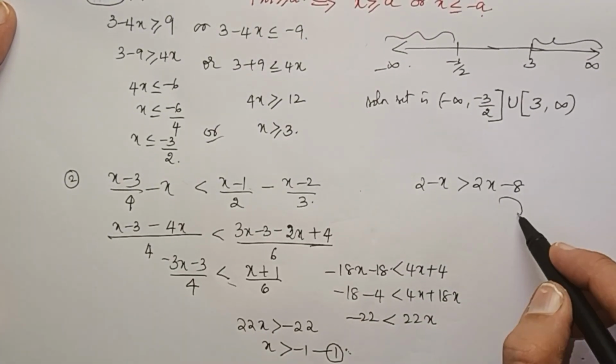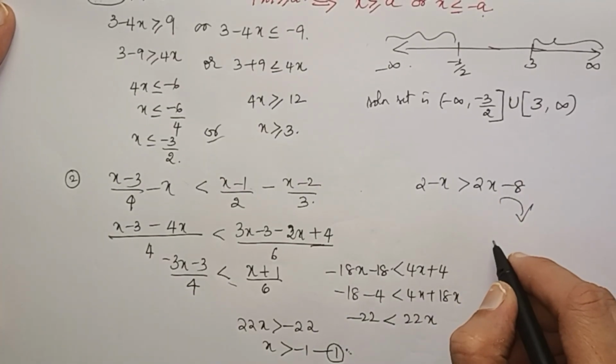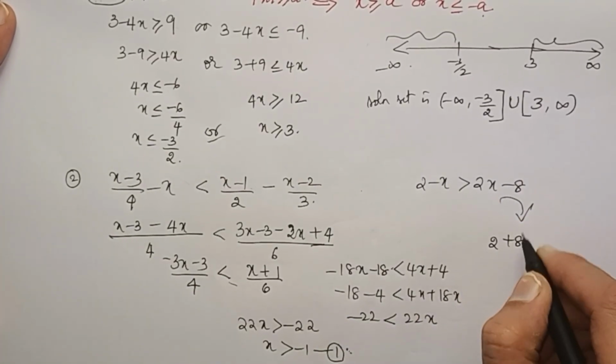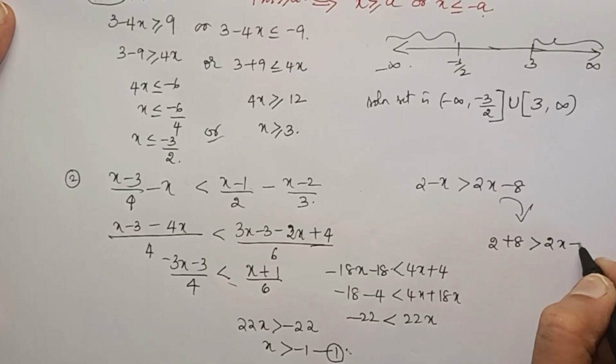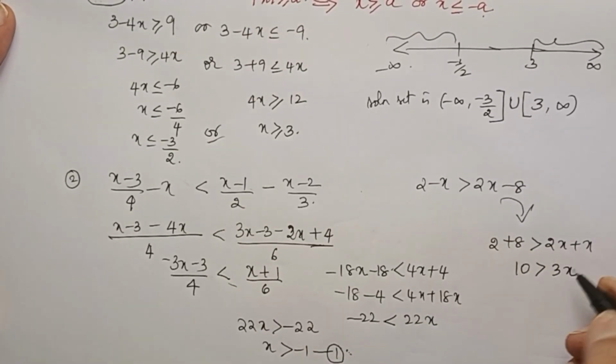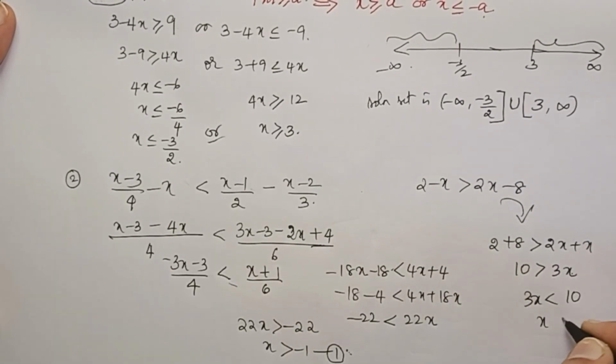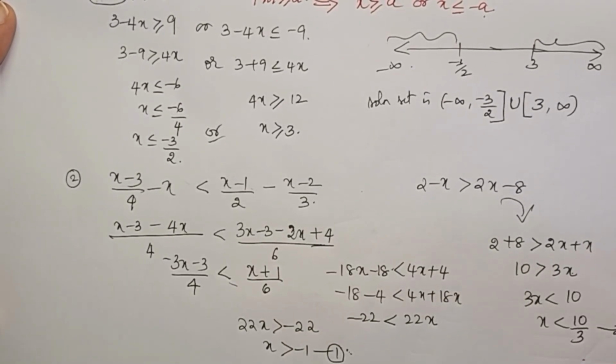Now let us solve the second inequality. 2 minus x greater than 2x minus 8. All x terms on one side, and constants to the other. 2 plus 8 greater than 2x plus x. 2 plus 8 is 10, which is greater than 3x. So 10 greater than 3x is the same as 3x less than 10. X is less than 10 by 3. This is the second set.